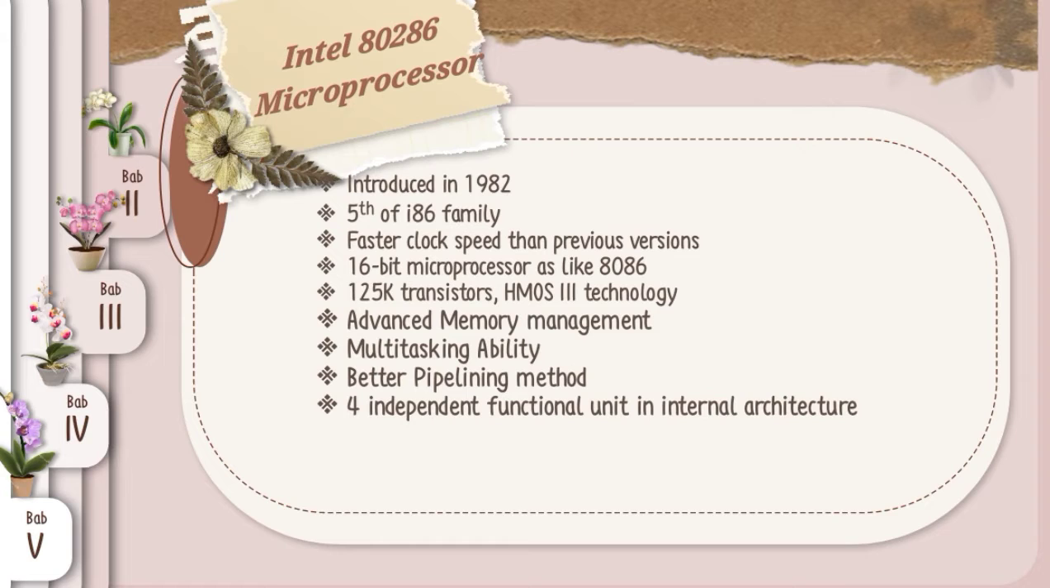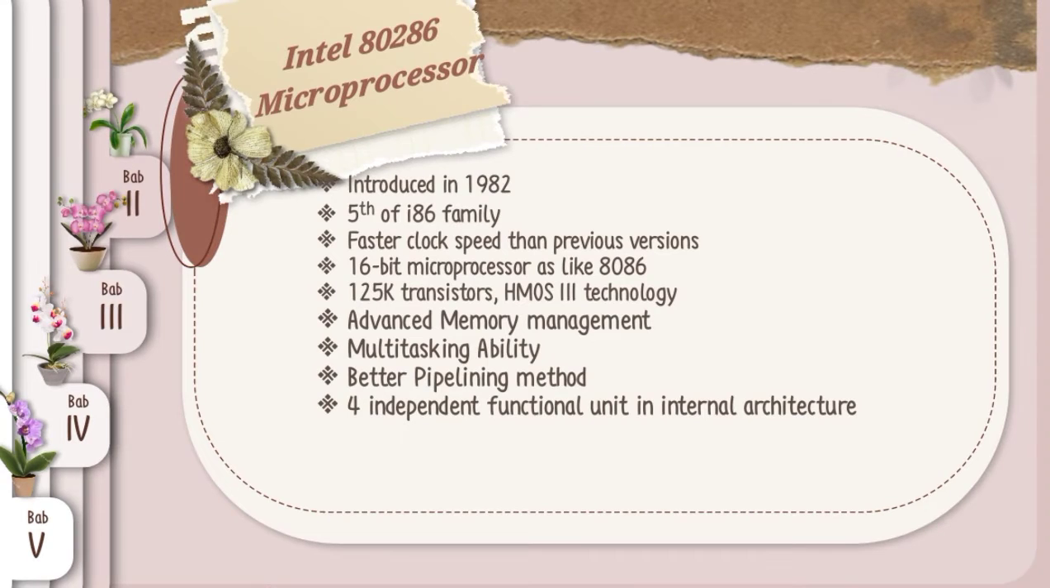What is an Intel 80286 microprocessor? This one is also marketed as the iAPX 286 and often called Intel 286. This Intel 80286 microprocessor was introduced in 1982, February 1 to be exact.